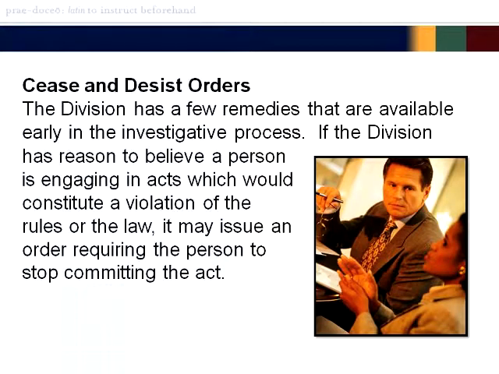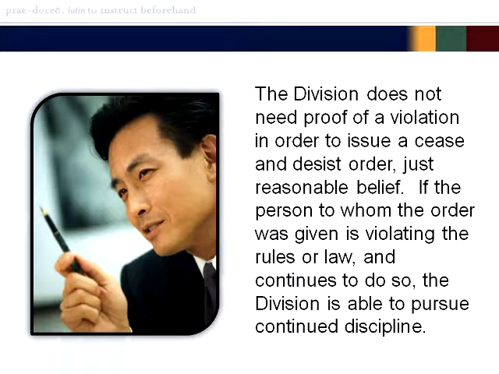Cease and desist orders. The Division has a few remedies that are available early in the investigative process. If the Division has reason to believe a person is engaging in acts which would constitute a violation of the rules or the law, it may issue an order requiring the person to stop committing the act. The Division does not need proof of a violation in order to issue a cease and desist order, just reasonable belief. If the person to whom the order was given is violating the rules or law and continues to do so, the Division is able to pursue continued discipline.